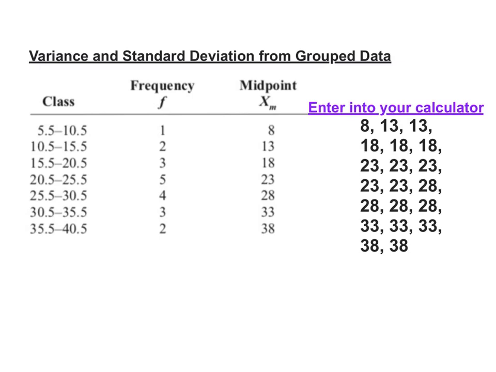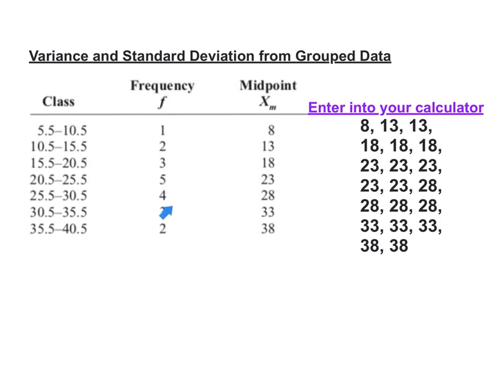And if you weren't sure, here's what it looks like. This is what you're entering into your calculator. So there's 1 8, 2 13s, 3 18s, 5 23. So you're going to have to enter all this in your calculator, in the list. In list 1? Sure. Whichever list you'd like. Yeah, you can put it in whichever list you'd like, but I suggest putting it into list 1. So you're clearing the old lists out, and then you're entering this in.